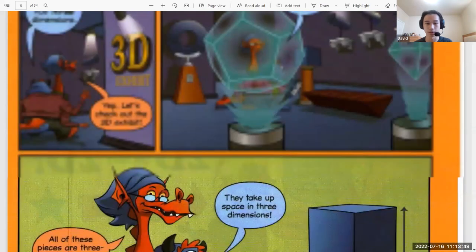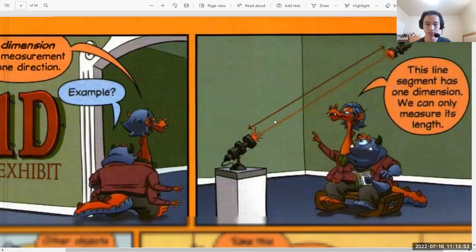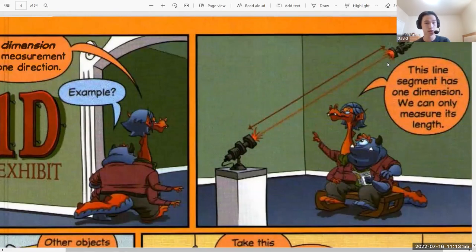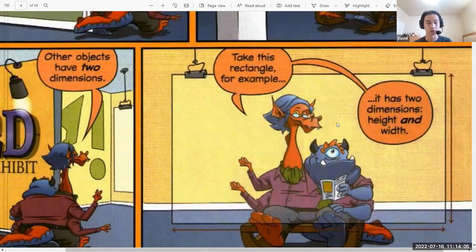If we talk about one dimension, we see this line right here. This line, sort of this laser line, you can measure how long it is. But that's the only thing you can measure. You can't measure how deep it is or how tall it is. That's one dimension. Now, everything we see on our TV screens, on our laptop screens, these are two dimensions, because we can measure how wide it is and how tall it is, the height and width. So like this rectangle right here, two dimensions.